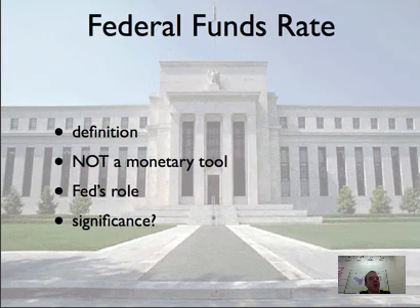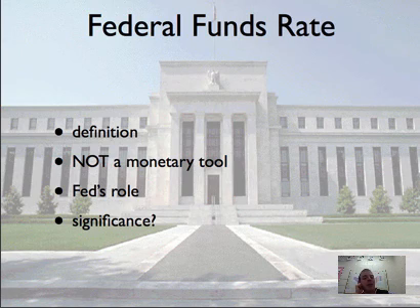The last thing we should talk about is the federal funds rate. And the federal funds rate is not a monetary tool. One thing we need to remember is that banks actually only borrow from the Fed as a last resort. Most of the time, they borrow from other banks. The federal funds rate is the interest that banks charge other banks. Now, this is not technically a monetary tool, as we just said, because the Federal Reserve cannot directly control this. This is determined by the other banks.